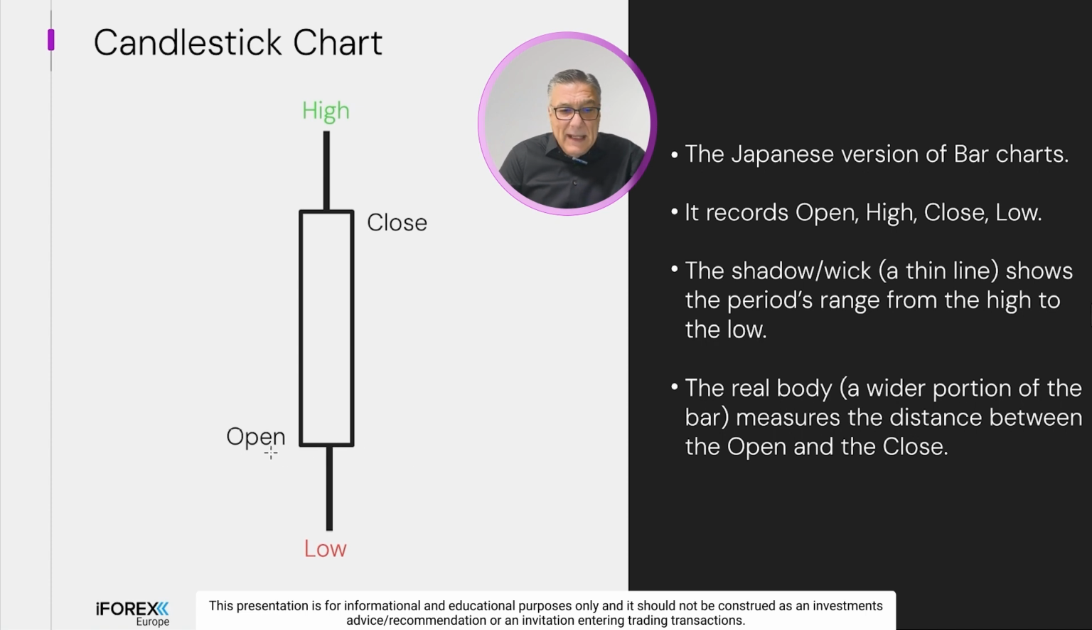Now, if the first price of this session is lower than the close, then the rectangle area is white, or of course any other color you decide to have, as long as you remember what is the bullish and what is the bearish color. Now, in this case, the open price is lower than the close. The first price of the session is lower than the close price. It implies that there are more buyers than sellers, and in this case, the color is white.